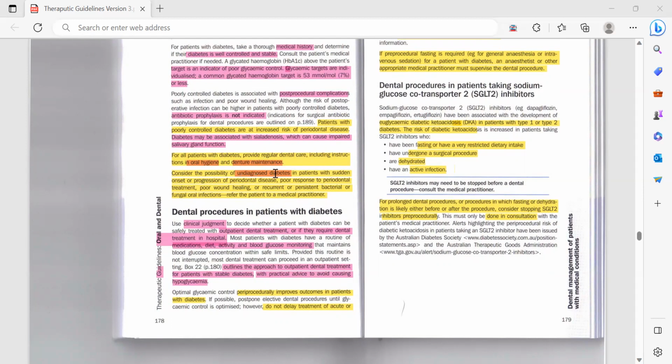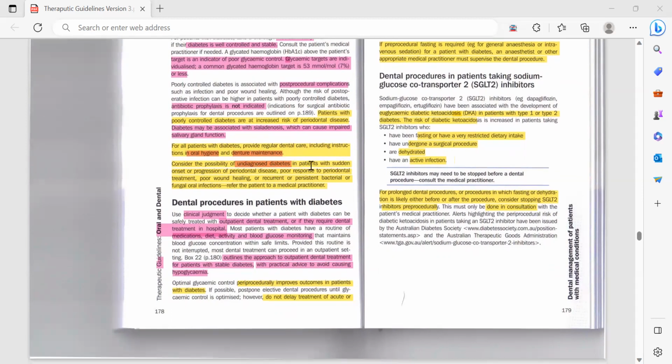Consider the possibility of undiagnosed diabetes in patients with sudden onset or progression of periodontal disease. If any patient has come to you with uncontrolled or very progressive periodontal disease, even though you have done the treatment, but still his gums are not responding, then you can suspect that this patient might be diabetic.